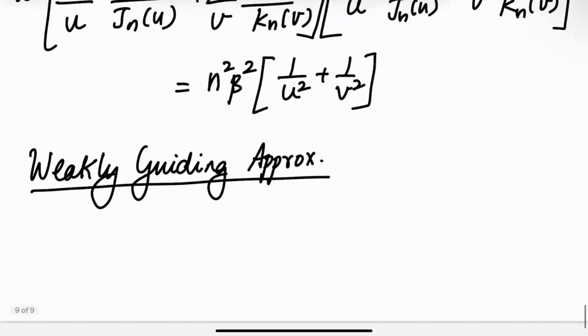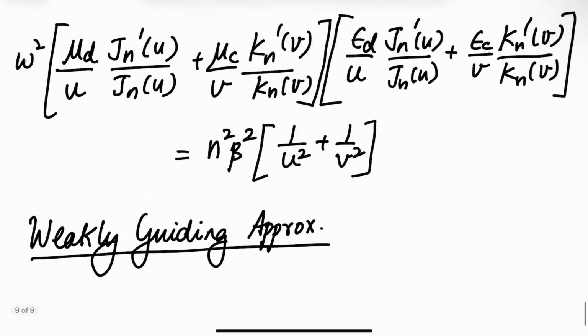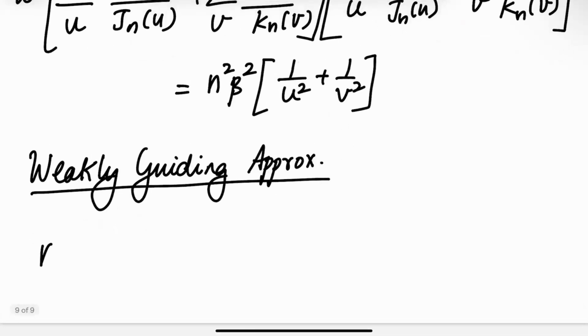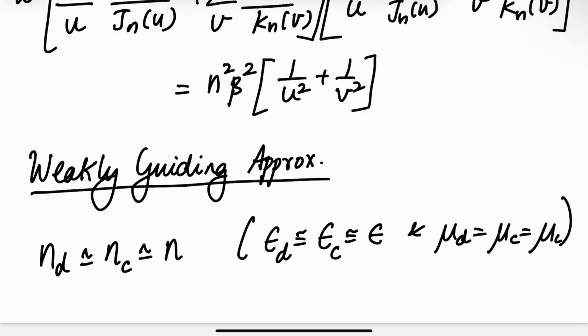Okay, so what is this approximation? It assumes, when trying to solve the transcendental equation, that nD is approximately equal to nC, approximately equal to some n, which is a common dielectric constant. In other words, the dielectric constant is approximately equal, and mu D is exactly equal. So it's the same medium in terms of mu, and epsilon is also close enough that you can approximate it to be the same.